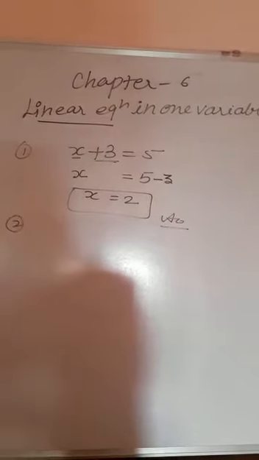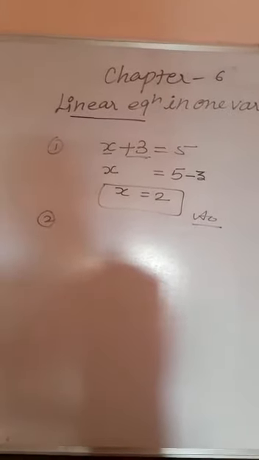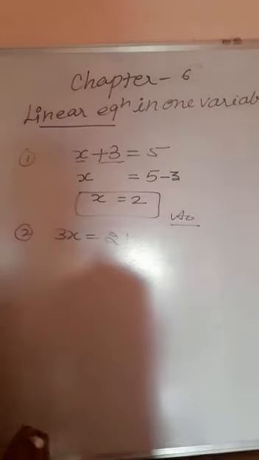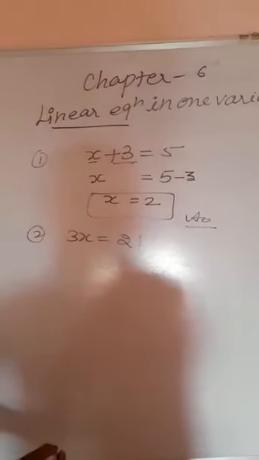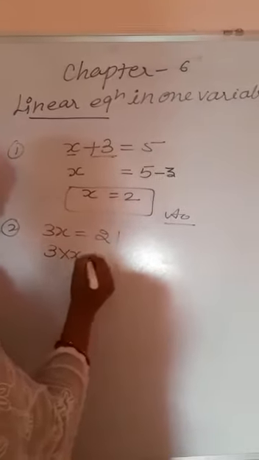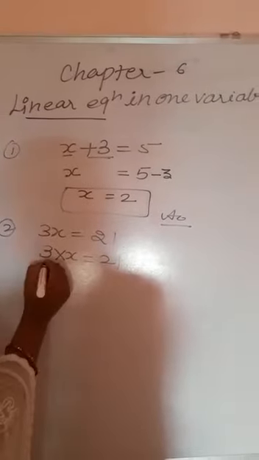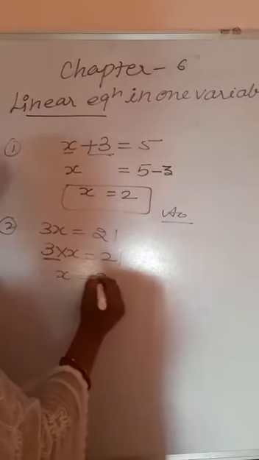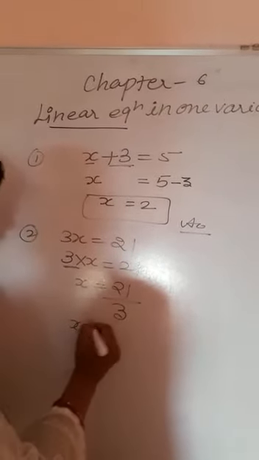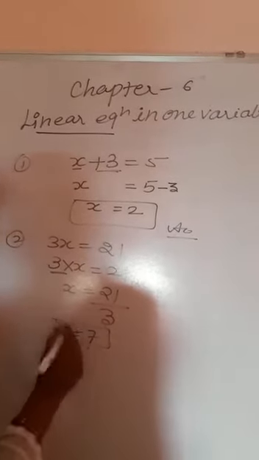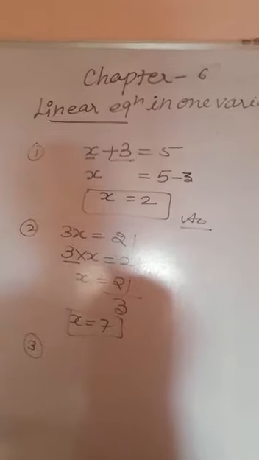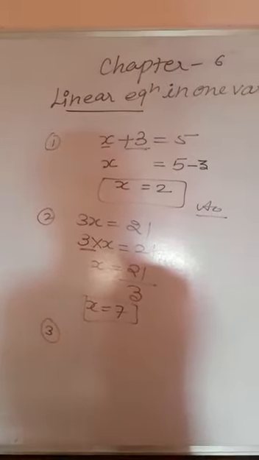Now the second question is, suppose 3x equals 21. So how to solve it? Here 3 into x equals 21. 3 is in multiply, it shifts with the divide sign, meaning 21 by 3. 3 sevens are 21. So our answer will be x equals 7.